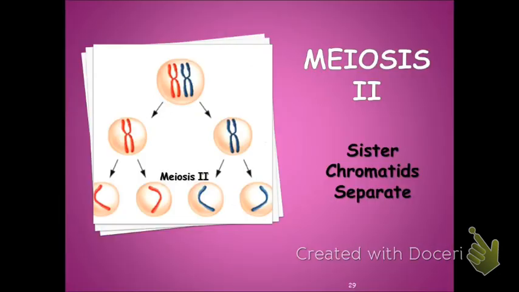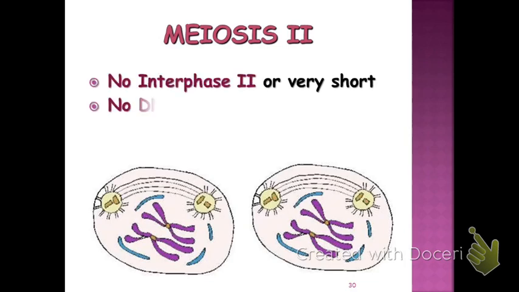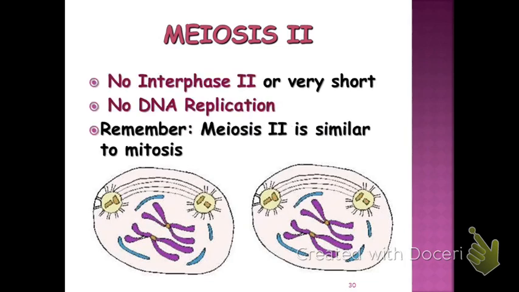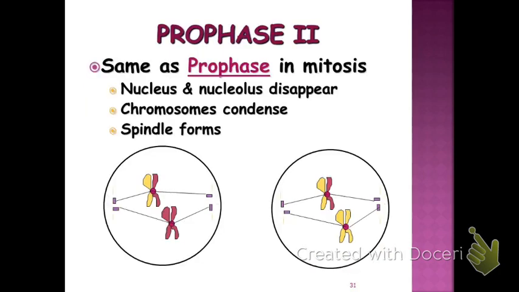Okay, so meiosis 2 is basically mitosis. We have no interphase 2, right? We don't replicate DNA again. And the steps are almost identical to the steps of mitosis, right? So you should already know this part. Prophase 2 is the same as prophase in mitosis. Simply, we're going to see our chromosomes, the spindle forms, and the nucleus disappears.